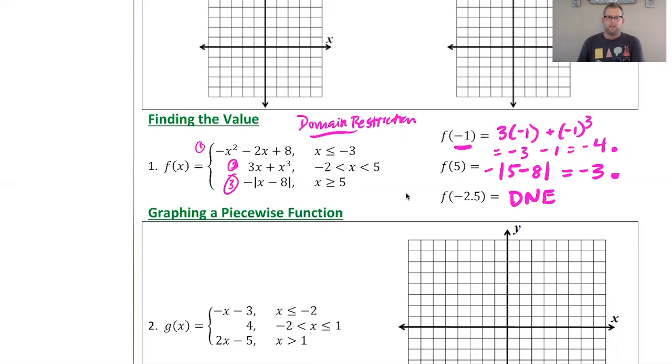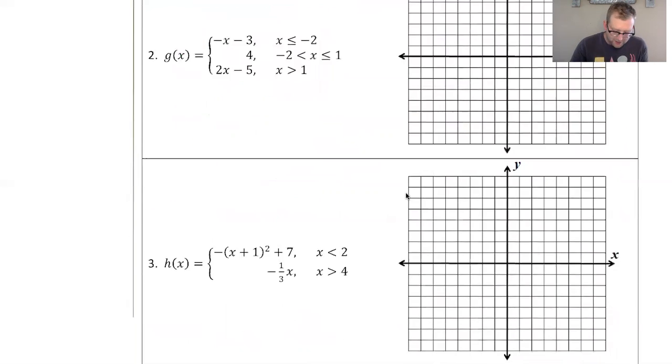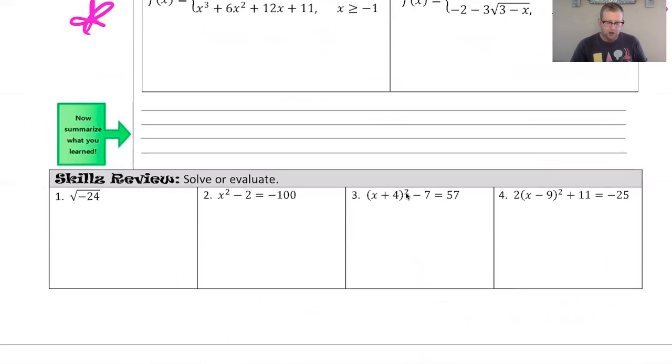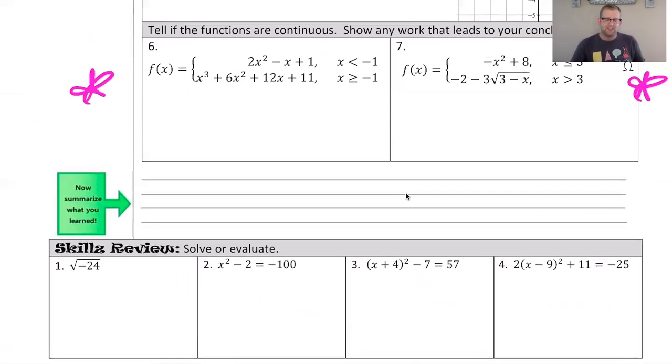All right, let's move on down to these practice ones. The reason why I starred these 2, 6, and 7 is because the question says, tell if the functions are continuous. So what I want you to start thinking about, because you're about to start your journey into calculus, is what do you think it means for a function to be continuous?